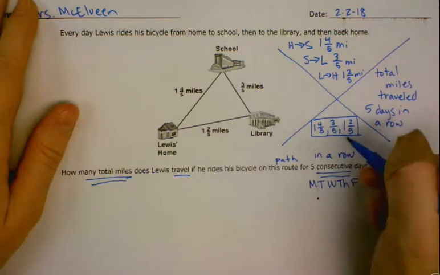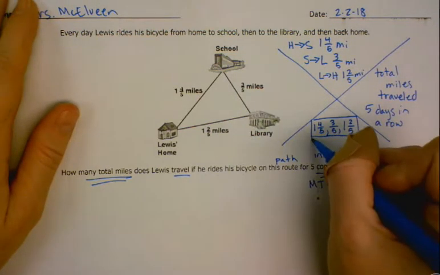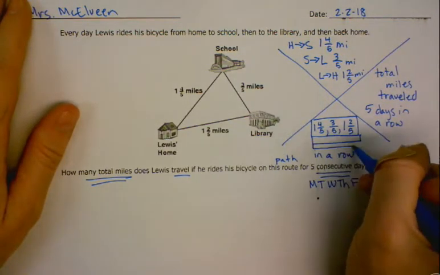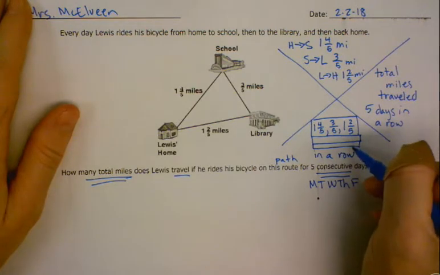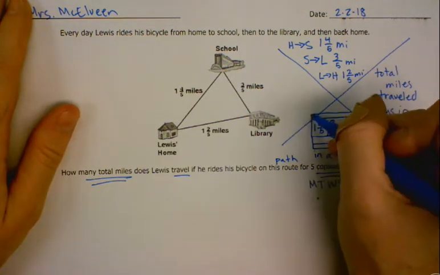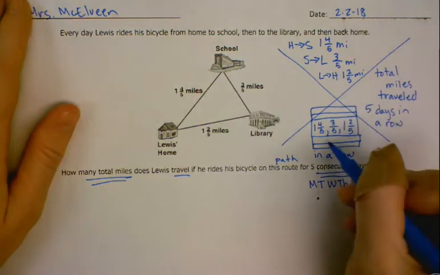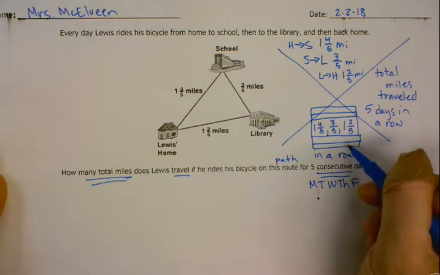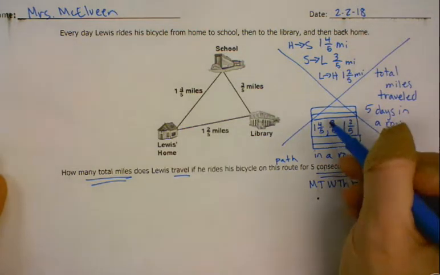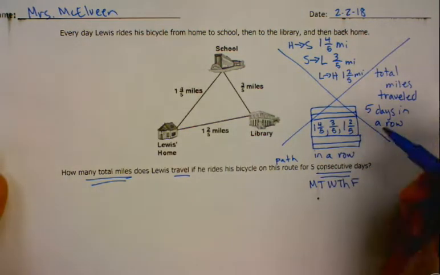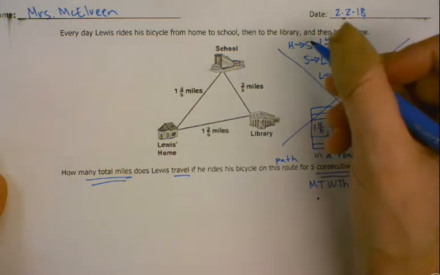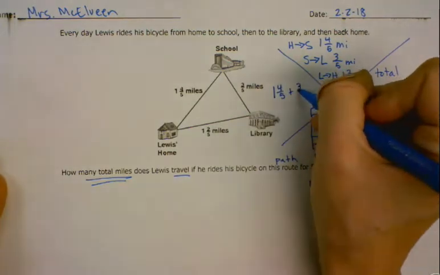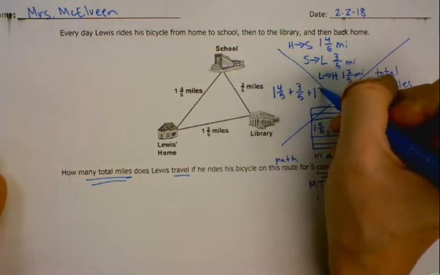So he does that is one day, and then he does the same thing. I'm going to run out of space, but he does the same thing another day, and another day. 1, 2, 3. I'm going to add up here. 4, 5. Each of those days he does that much. So I'm going to add these together to find out how much he travels in one day. So it would be 1 4/5 plus 3/5 plus 1 2/5.